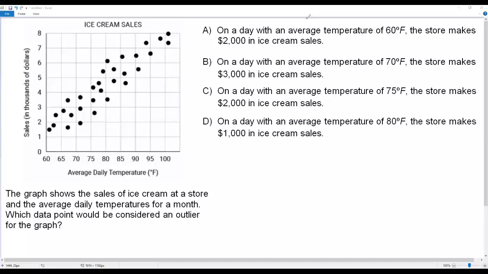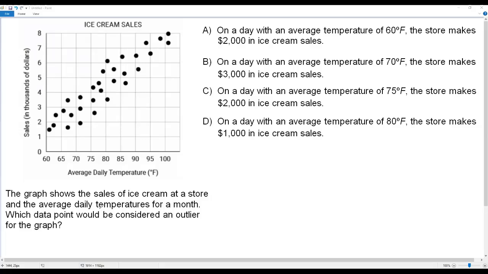Here we have a SAT math question. Okay, let's go through the information. So here we have a scatter diagram where we have sales in thousands of dollars on the vertical axis over here and average daily temperature on the horizontal axis over here. So the graph shows the sales of ice cream at a store and the average daily temperatures for a month. Which data point would be considered an outlier for the graph?